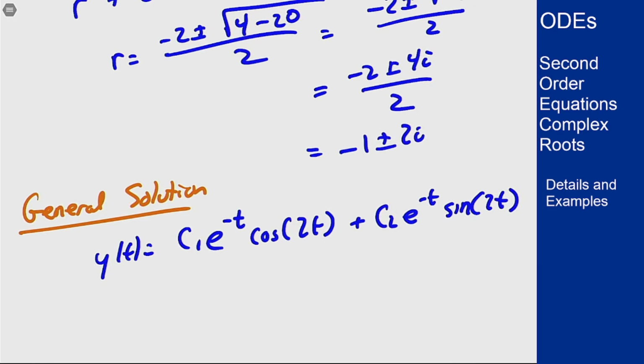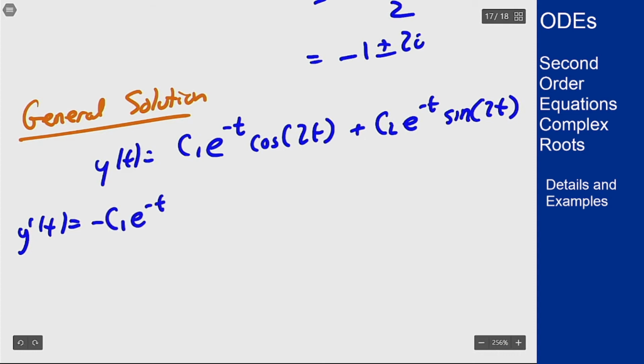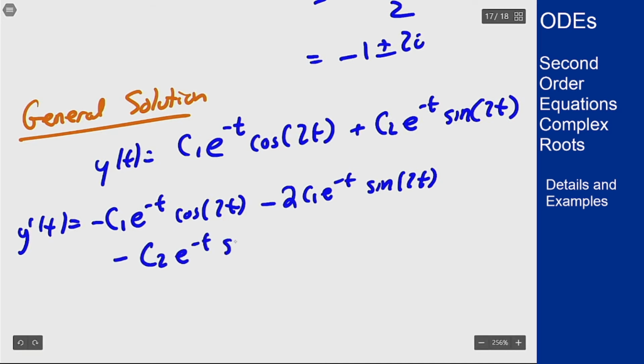We can then differentiate this, and this here is two products. It's going to be longer, but it still works out the same way. So here y prime is going to be a negative c1 e to the minus t cosine of 2t when I differentiate the e to the minus t term. And then minus a 2c1 e to the minus t sine of 2t when I differentiate the cosine term. And now for c2, minus a c2 e to the minus t sine of 2t. And then plus 2c2 e to the minus t cosine of 2t.